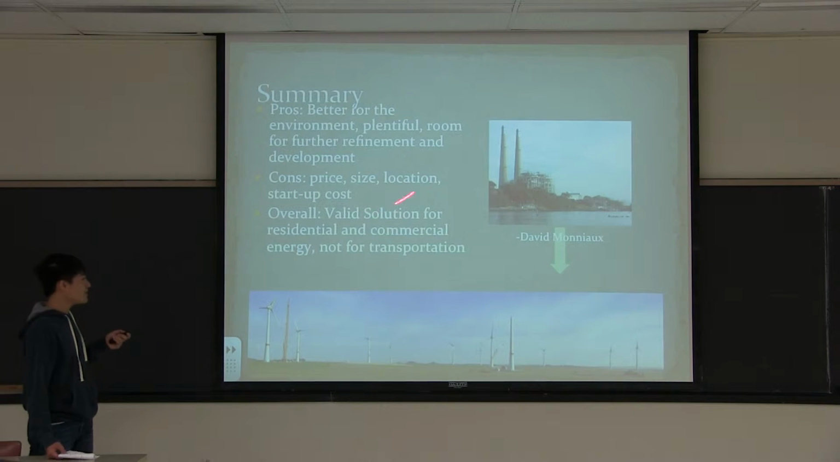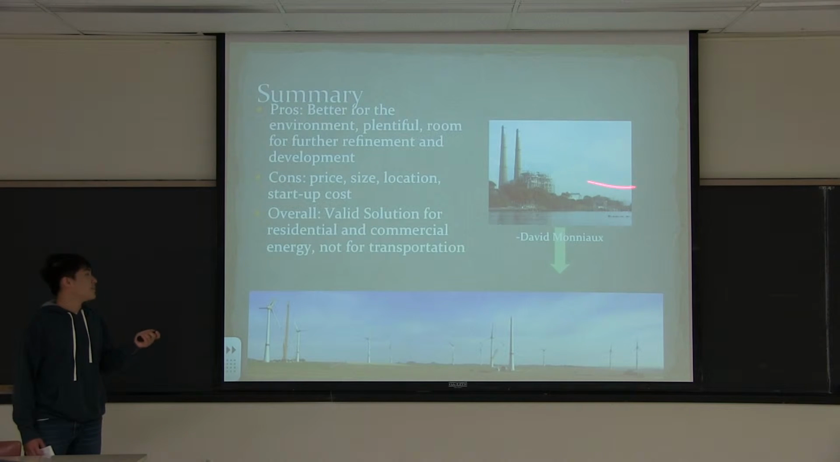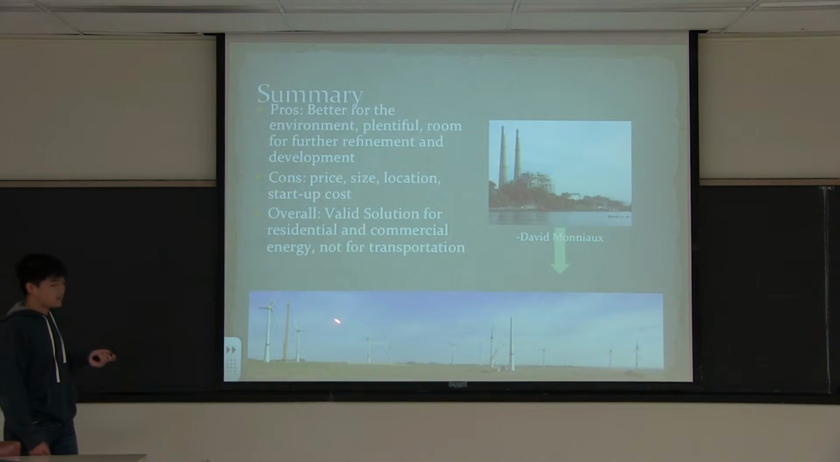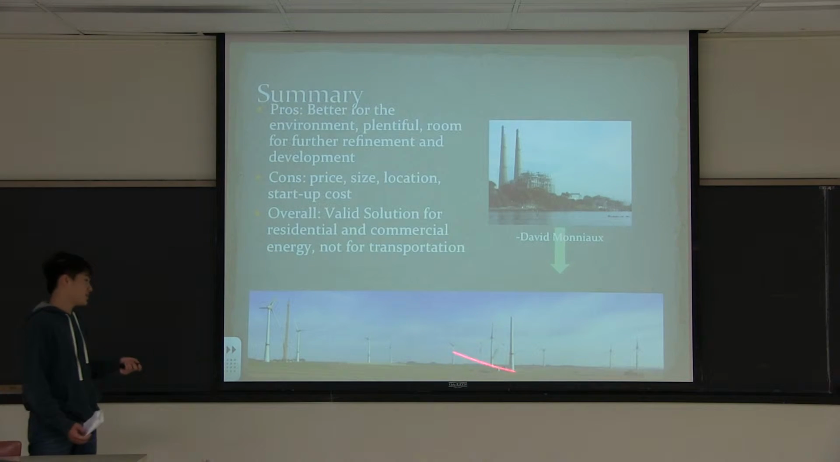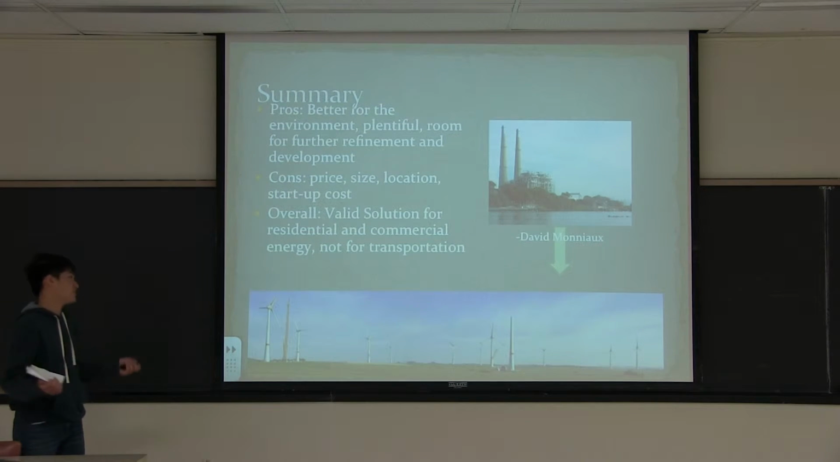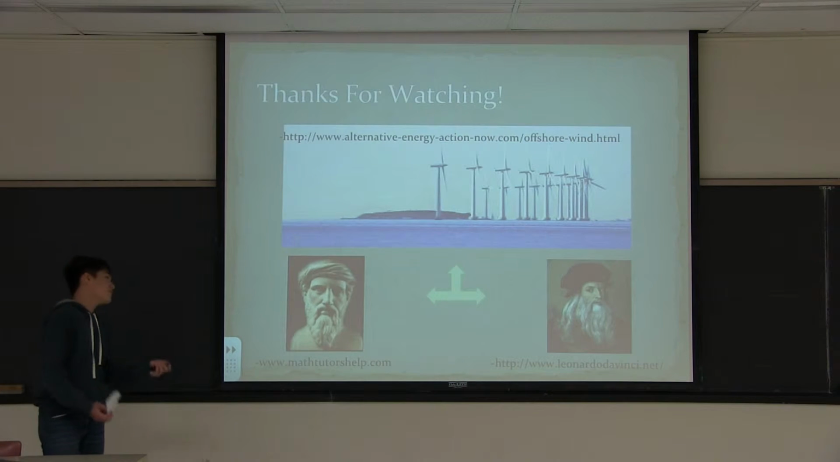And then the summary. This is a power plant in Monterey. It generates 2,400 megawatts. And the largest wind farm right now can only generate half of that. So there's still a lot of work to go. And that wind farm takes up a lot of space compared to the power plant. So there's still room for improvement.